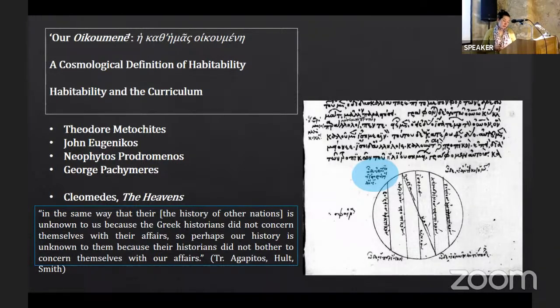And yet, and with this I conclude, as Theodore Metochites wrote in his essay on Greek history, the awareness that the Greeks have recorded their history as far as the Oikoumenē extends, but not that of other peoples, inevitably also brings the realization that, and I quote him, "In the same way that the history of other nations is unknown to us because the Greek historians did not concern themselves with their affairs, so perhaps our history is unknown to them because their historians did not bother to concern themselves with our affairs."